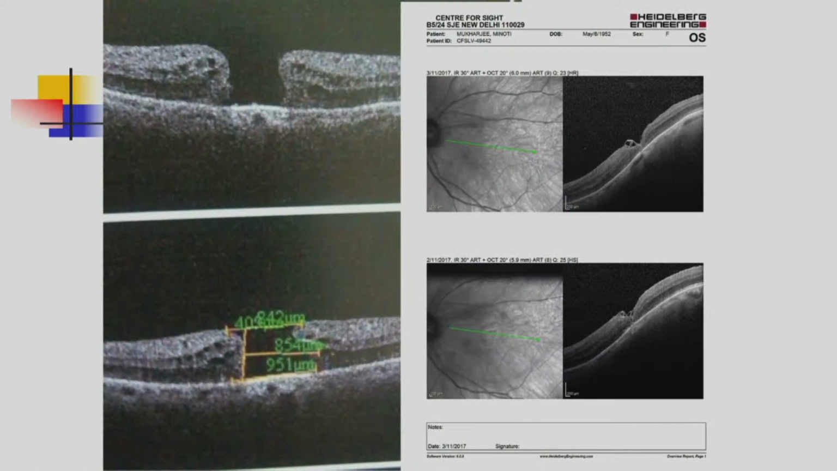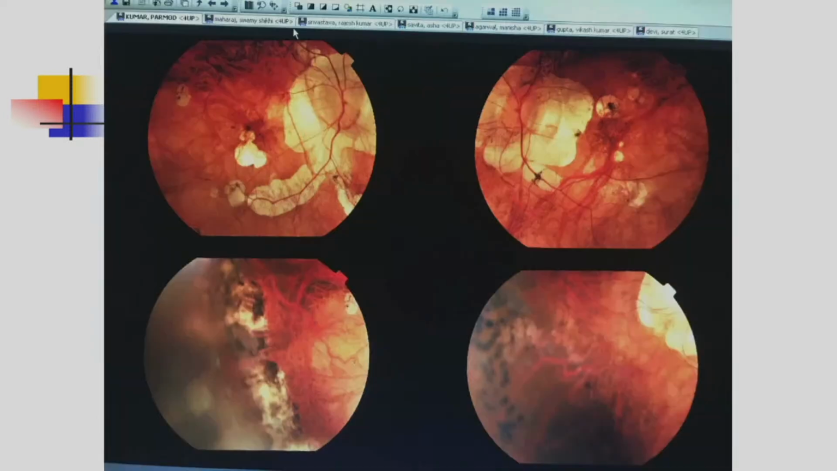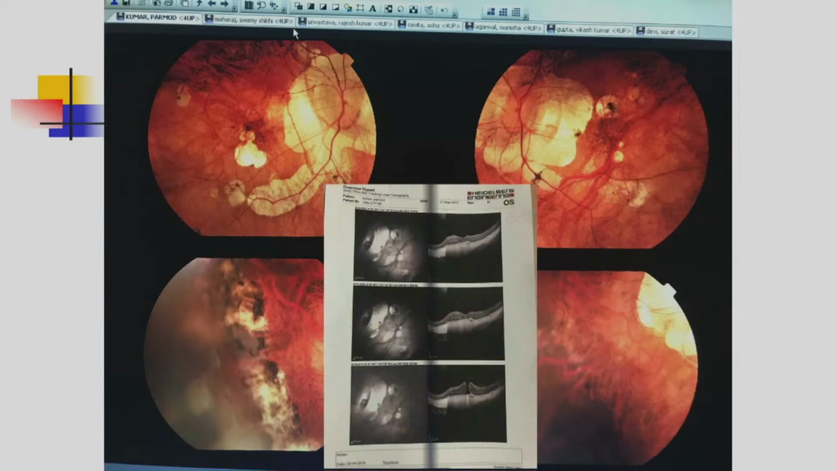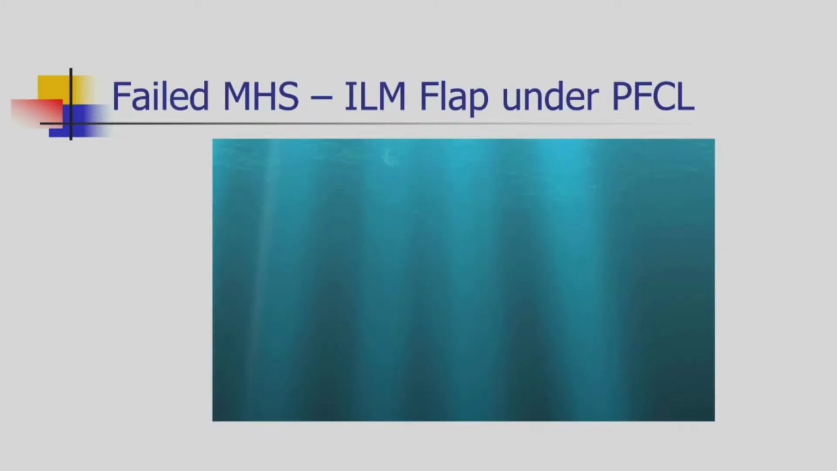This is another example of a vertical hole like this. If you do a routine flap, it may not close. But with an ILM flap, there is every possibility of this 951 also closing. This is another patient of ILM flap done a long time back, 2018. In myopics also, it is advised that instead of doing a peel, you should preferably do a flap. This is another, 1700 diameter hole.